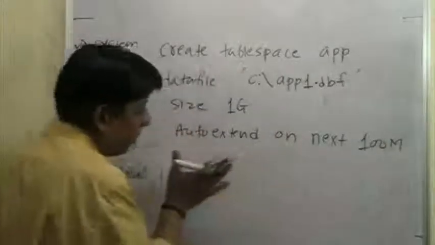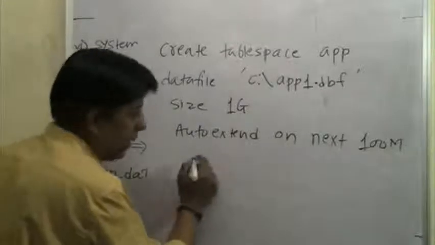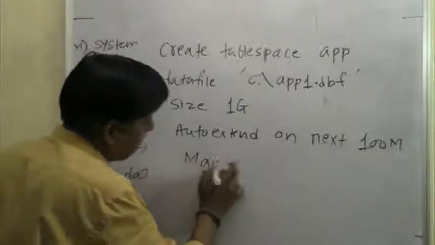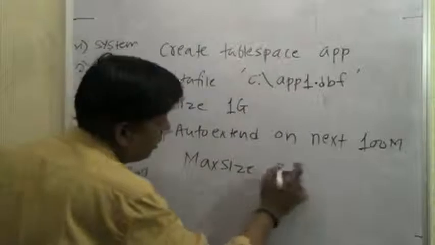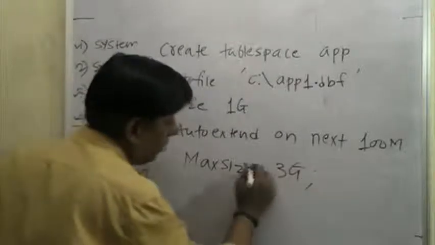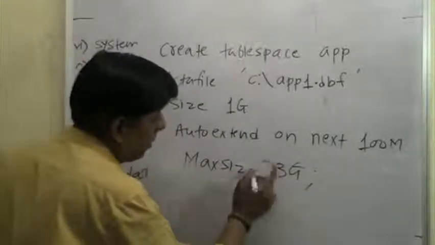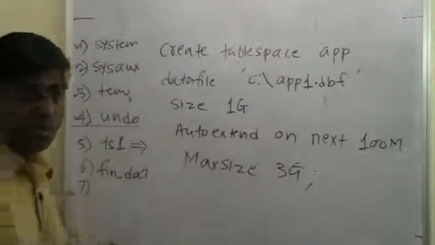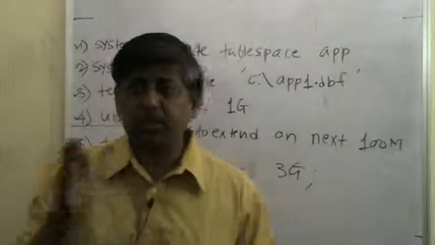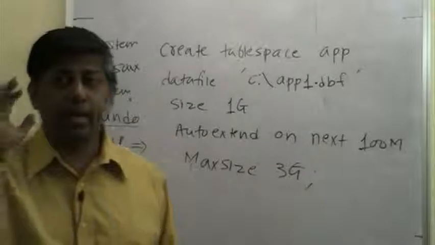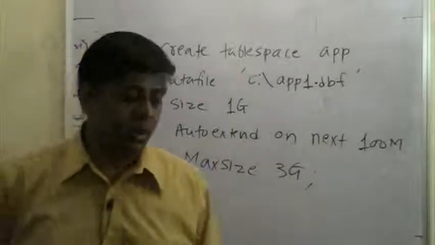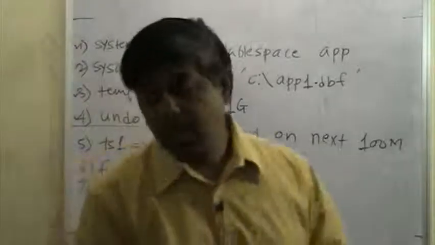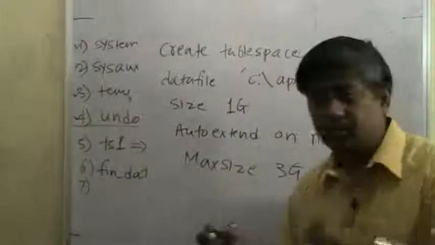You usually would like to limit that, and that limit is a max size of, let us say, 3 gigabytes. So it will grow from 1 to 1.1 to 1.2, 1.3. Likewise, it will go to 2.9 and 3, and after that it will stop working. It will stop extending. Auto extend will work only till 3 gigabytes.